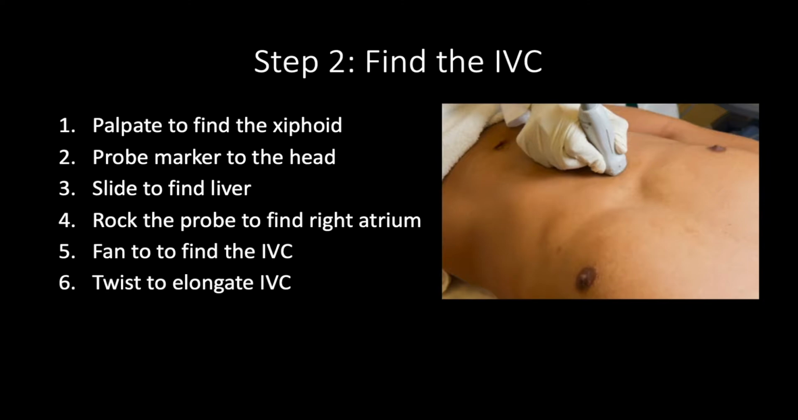So let's walk through this a little more slowly. I want to give you a stepwise approach that's systematic, and I use the same sequence every single time. So first thing, before the probe is even on the patient, is palpate to find the xiphoid process, and then place the probe just below the xiphoid. You want to make sure the probe marker is towards the head. Then we need to slide along the costal margin to find as much liver as possible. Liver's our friend in this case. Then we'll rock the probe to find the right atrium. Then we'll start to look for inferior vena cava. And finally, we'll twist the probe to elongate the IVC.